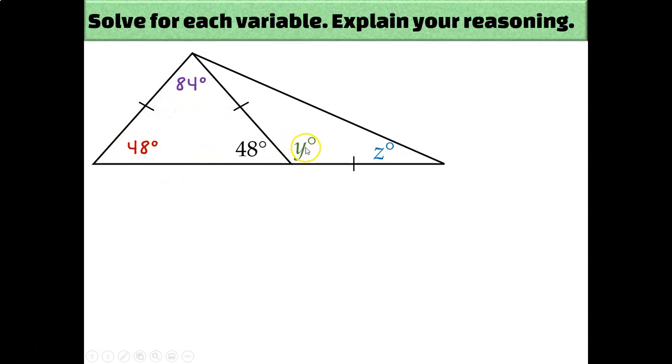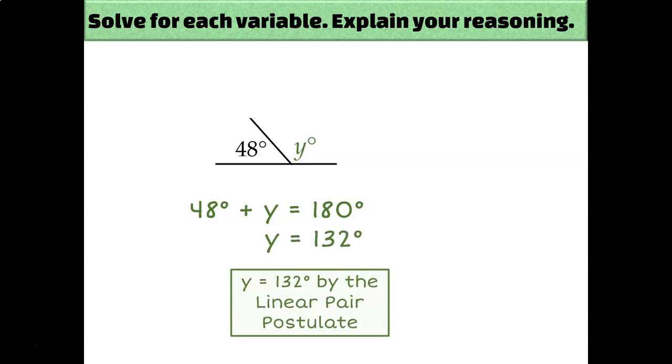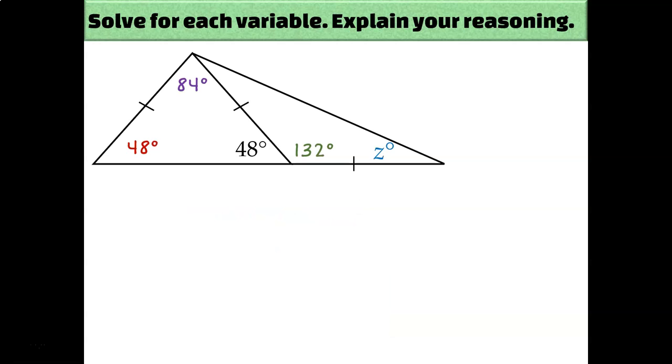So how am I going to solve for y? Solving for y actually doesn't require any knowledge of triangles whatsoever. If I just focus on this part of my diagram, I see that those two angles form a linear pair. They're adjacent angles whose non-common sides are opposite rays. That means I can add them together and set it equal to 180. So y must be 132 degrees because of the Linear Pair Postulate. Okay, let's update our diagram with that information.